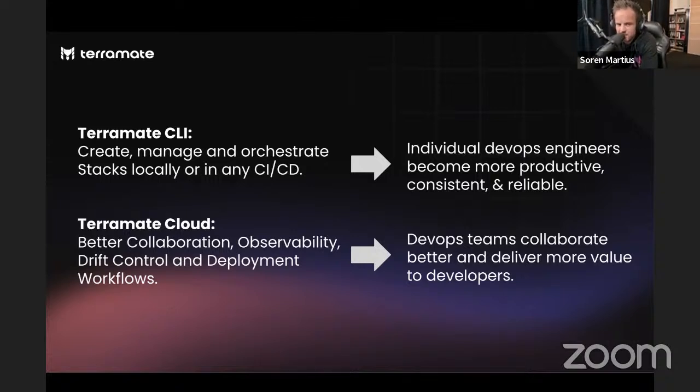Terramate Cloud is a product that we're building. It actually went public, so we opened up registration not that long ago, a couple of days ago. Yeah, we keep building it. There's a bunch of great things to come that we won't talk about today. So it's not a product pitch, but what we look at here are features for collaboration, observability, drift control, and deployment workflows, right? And it's really meant to be used by DevOps teams to collaborate better and deliver more value to their internal customers, which are most likely always developers, right?